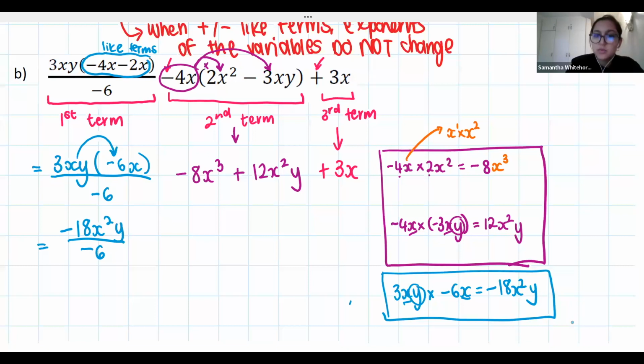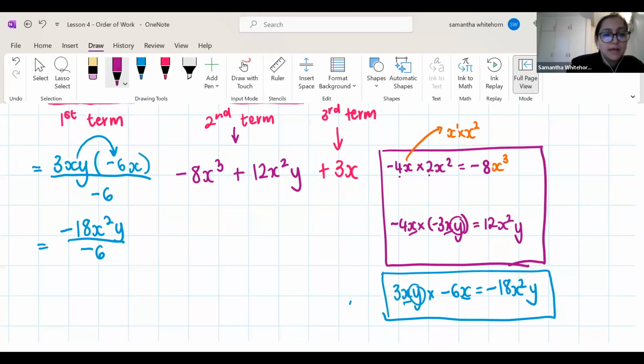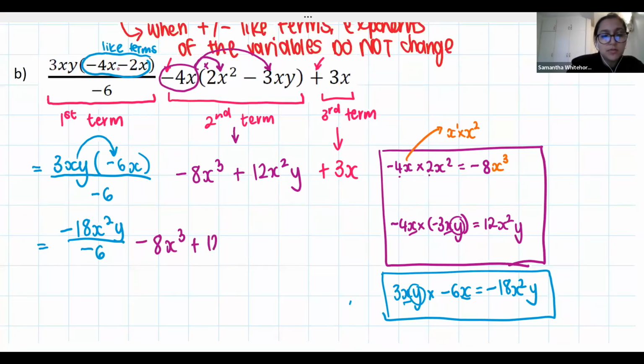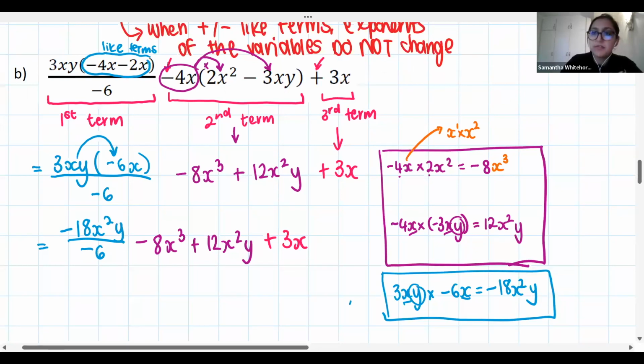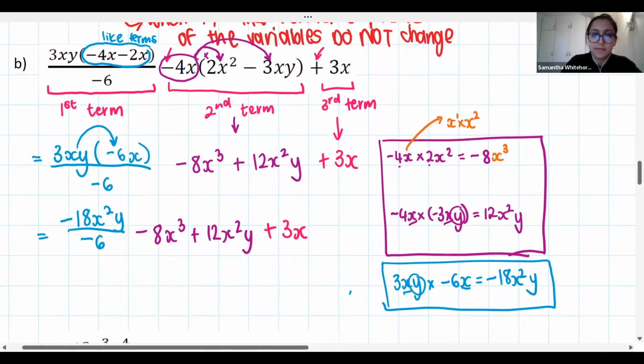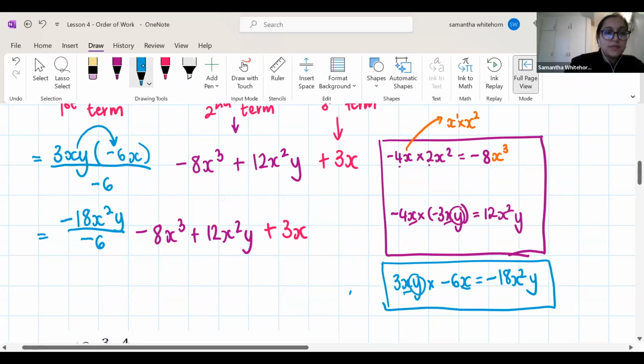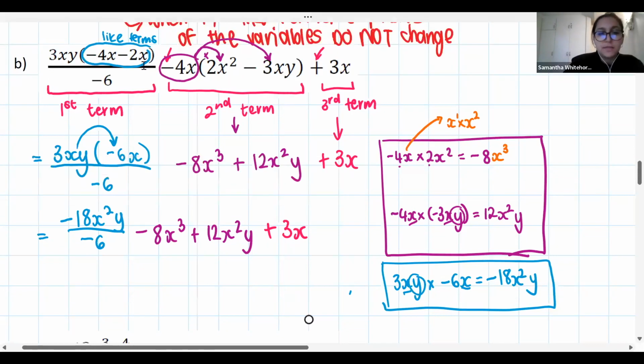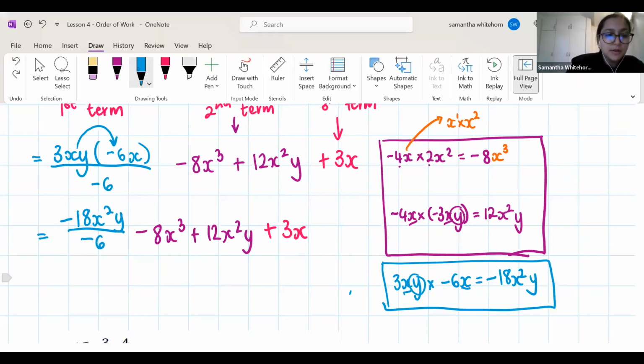Hopefully what we see is that as we go along, we're simplifying more and more. We then still have the minus 8x cubed plus 12x squared y, and then our plus 3x right at the end. I'm going to deal with them, but not yet. I'm first wanting to simplify all of my terms as much as possible before I start adding and subtracting. So this last step of simplification, I now need to deal with the division. What you need to remember, guys, is that when you divide a negative by a negative, you end up with a positive. So my final simplified answer here will be positive.